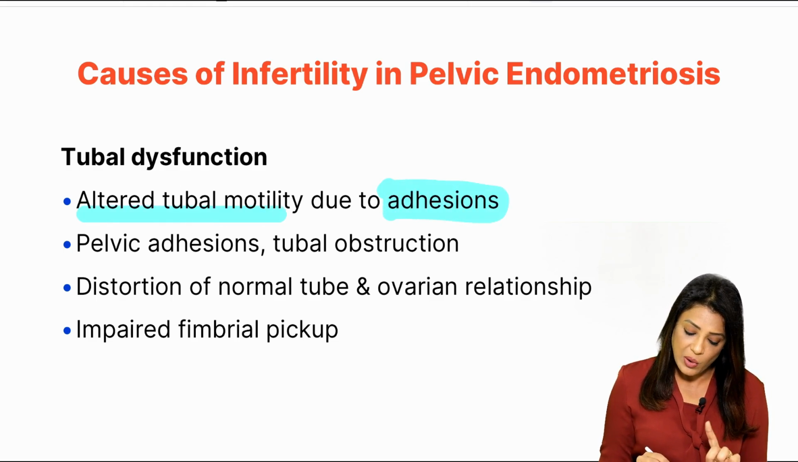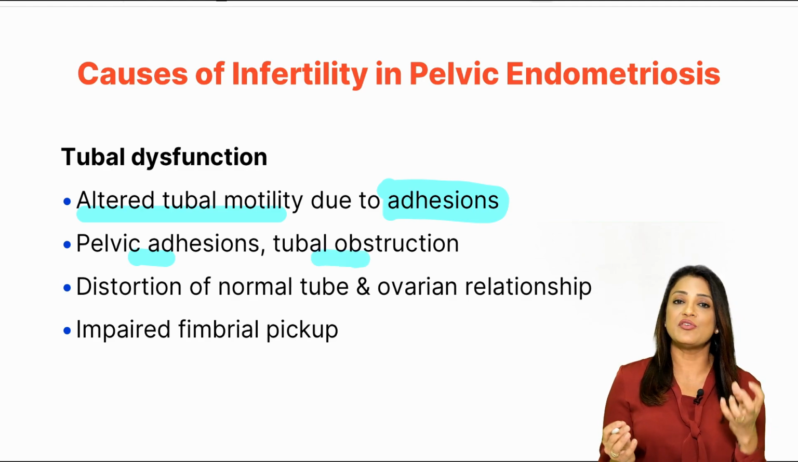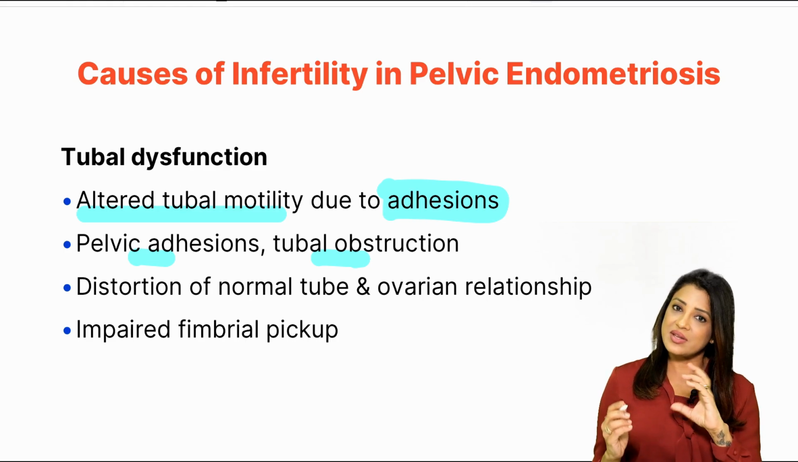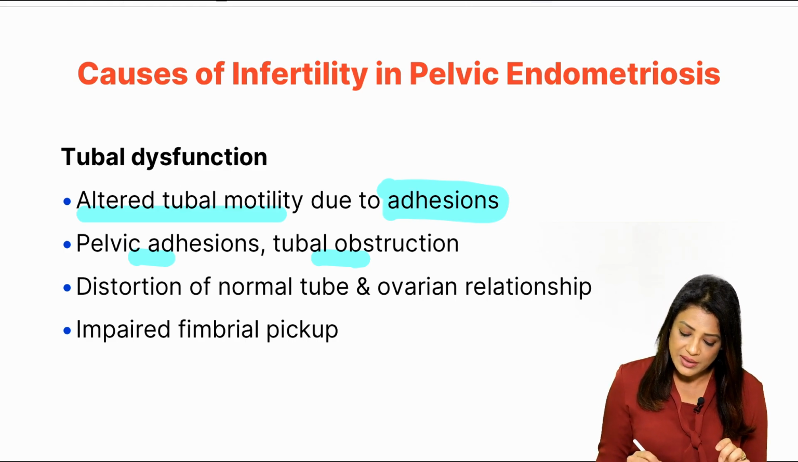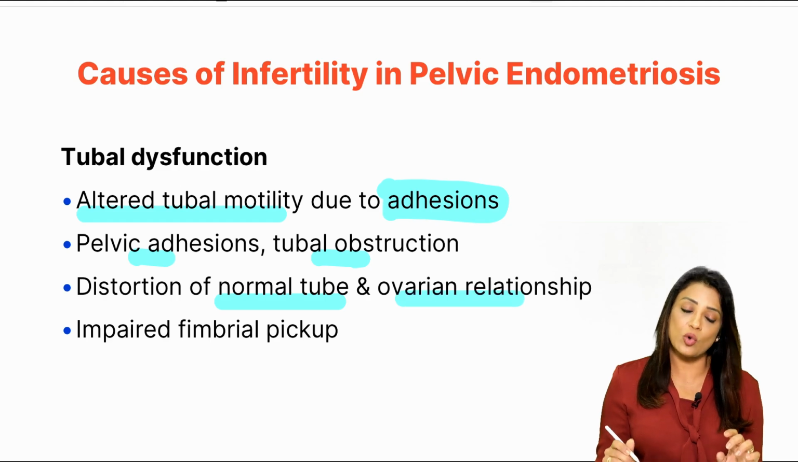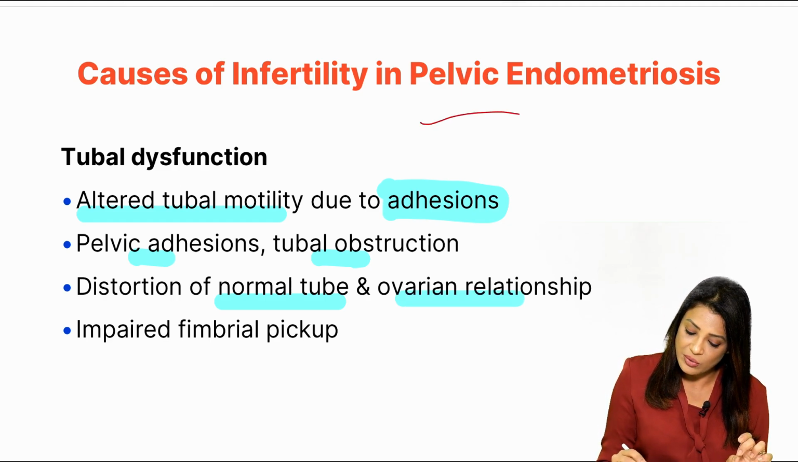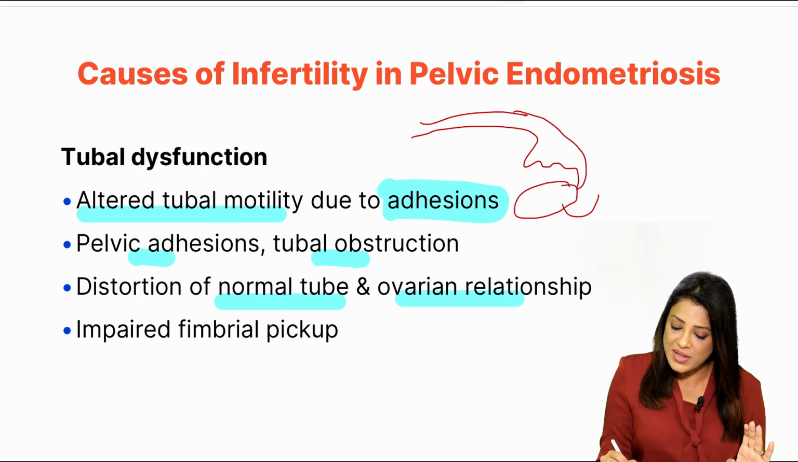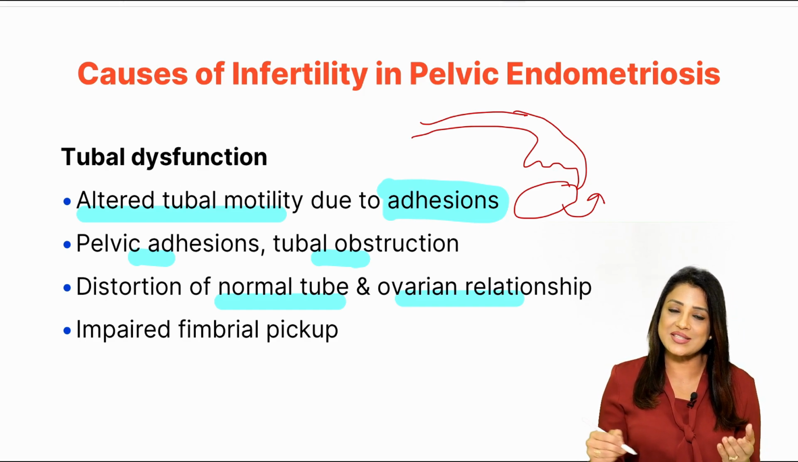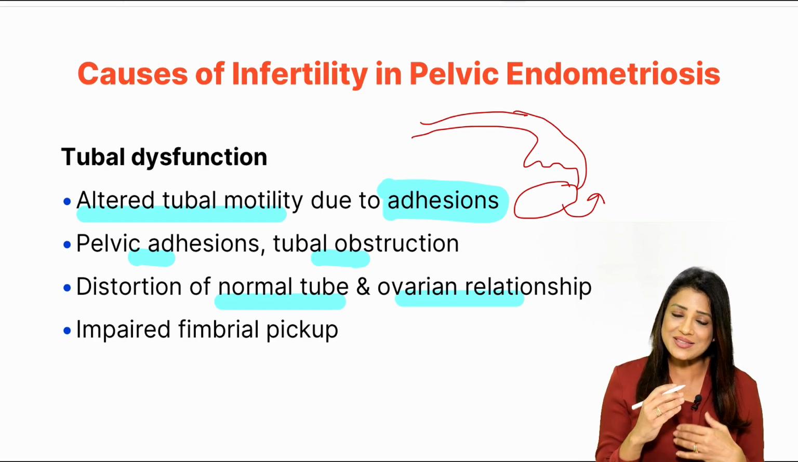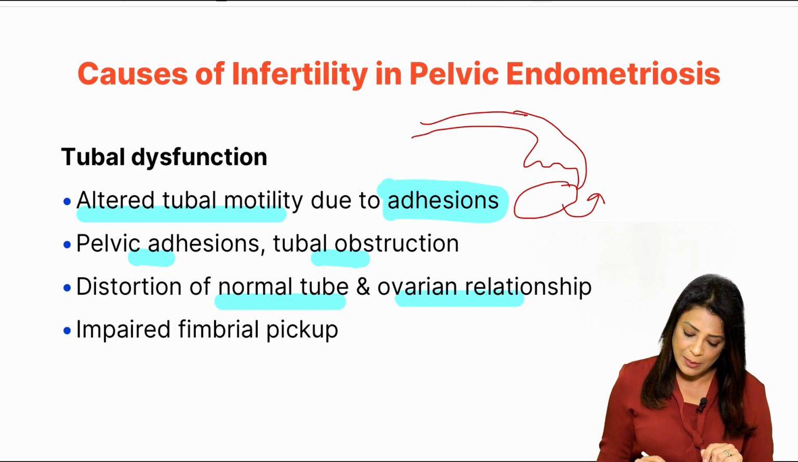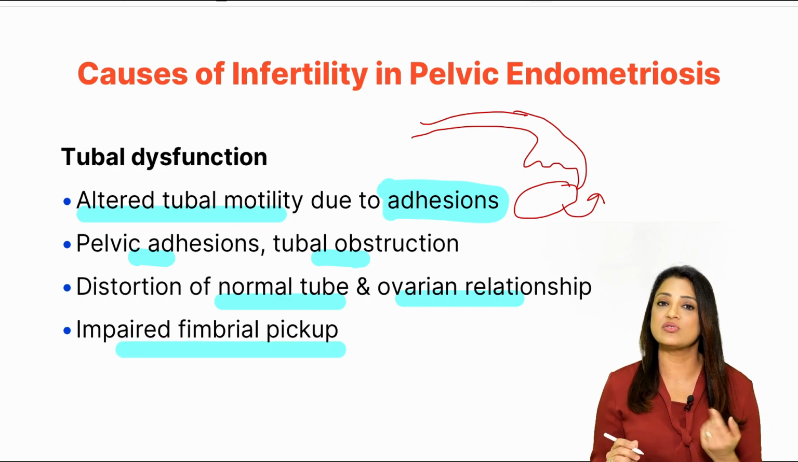Then, because of pelvic adhesions, there may be tubal obstruction. The fimbria might coalesce and get matted together, so there is distal tubal obstruction. Distortion of the normal tube is very common. The ovary and the tube are in relationship together. That is the fimbria, and there is an ovarian fimbria which is attached to the ovary like this. So they have a relation. That is why when the ovum is extruded from the ovary, it is caught by the tube, but this relationship is altered in endometriosis because of adhesions. Plus there may be impaired fimbrial pickup, which is again because of the altered relationship.